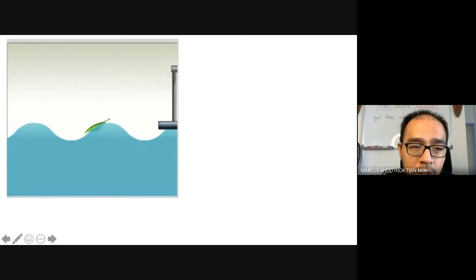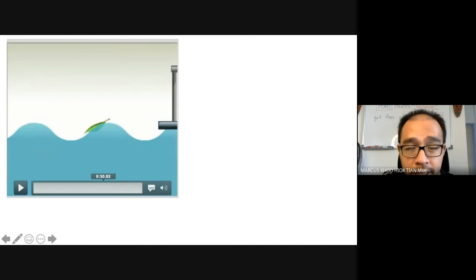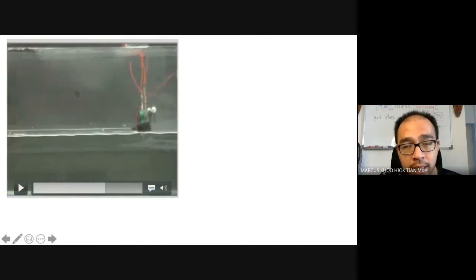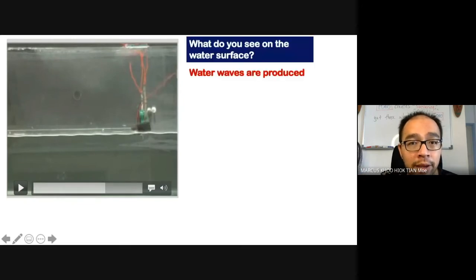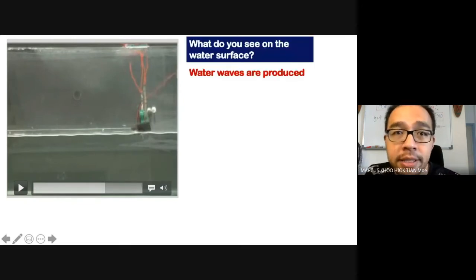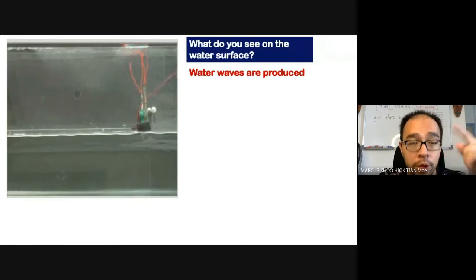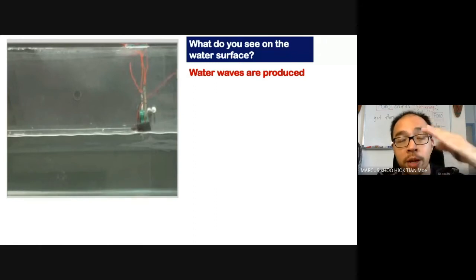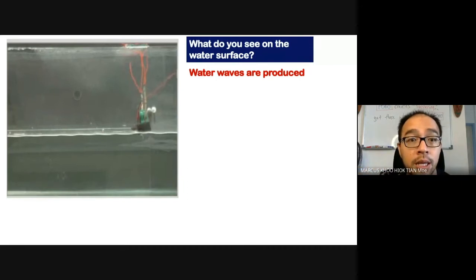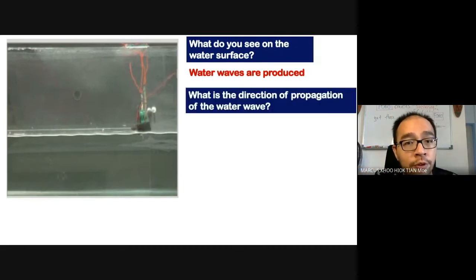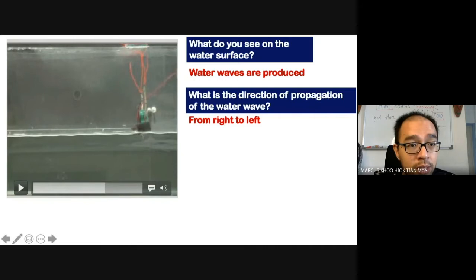Okay, so this is a pretty interesting thing. We find that the waves, just now we were saying that the waves move from right to left. When on a water surface, you find that water waves are produced. When you click on a motor, it's going to go up and down, up and down, up and down. It's going to touch the water, and the water waves are produced. But we find that the waves are moving from right to left, as we saw just now. The waves are moving right to left.